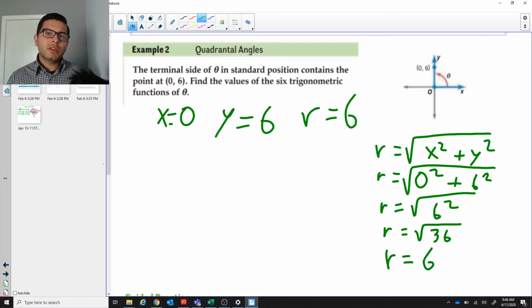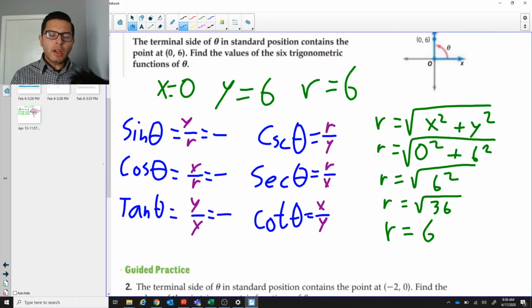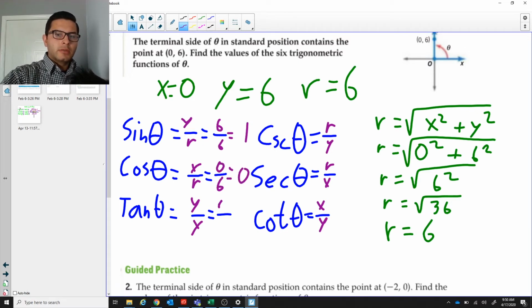Now, throwing it into the trig functions, you can do very, very simply. So I just went ahead and copied down my trig functions from the previous example. And here we have y over r, x over r, y over x. And we're just going to fill them in. Y equals 6, r equals 6, so that's going to simplify down to 1. X equals 0, r equals 6, that's going to simplify down to 0. Y equals 6, x equals 0. We cannot divide by 0, so that's going to be undefined. So we'll just say UND.